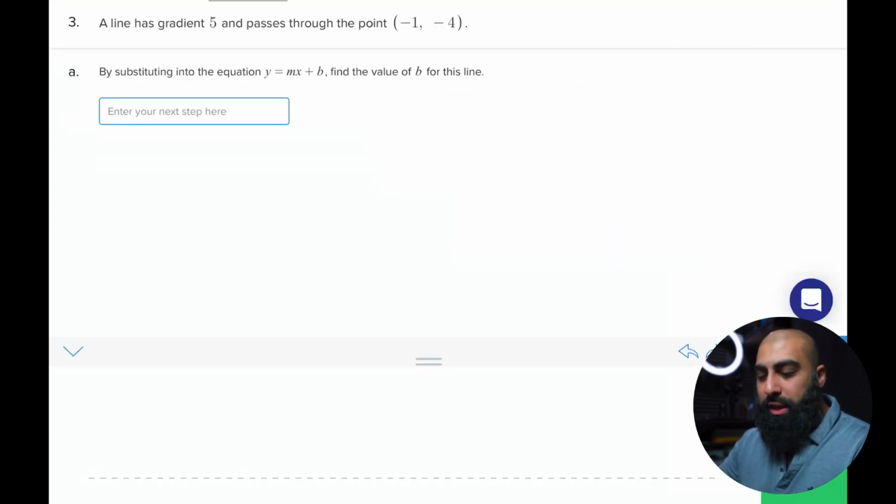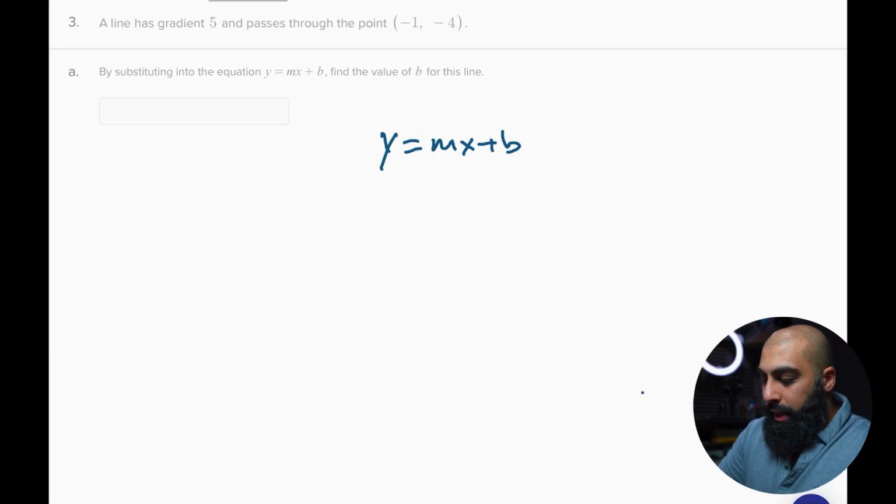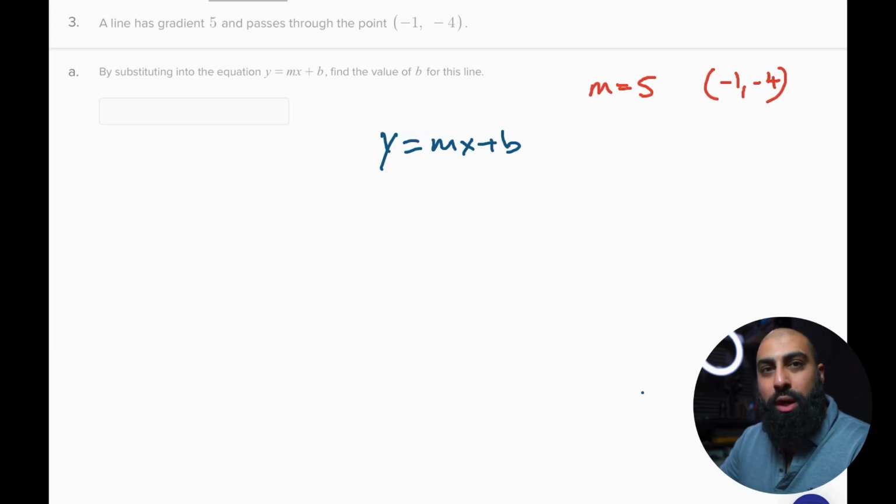Okay, so question 3 then, it says a line has a gradient of 5 and passes through the point -1, -4. By substituting into the equation y equals mx plus b, find the value of b for this line. So we know that we've got y is equal to mx plus b. We also know that the gradient is equal to 5 and it passes through the point -1, -4. We're going to substitute these values. That's my x, that's my y, and that's obviously my m. I'm going to substitute those values into the formula to see what we get.